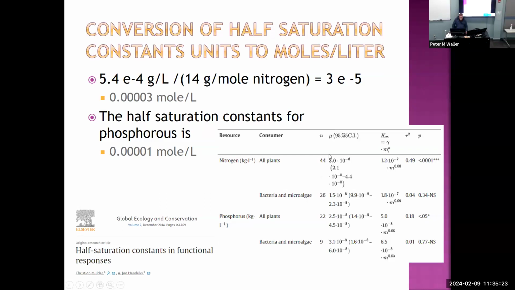So these are the half saturation rate coefficients that they reported. For nitrogen, for bacteria and microalgae, they reported 1.8 times 10 to the negative 7th. And for phosphorus, they reported 6.5 times 10 to the negative 8 as the half saturation rate coefficients. Well, I previously found a paper where they reported that the half saturation rate coefficient was 5.4 times 10 to the negative 4th grams per liter, or 3 times 10 to the negative 5th. And that's very close to 1.8 times 10 to the negative 7th.